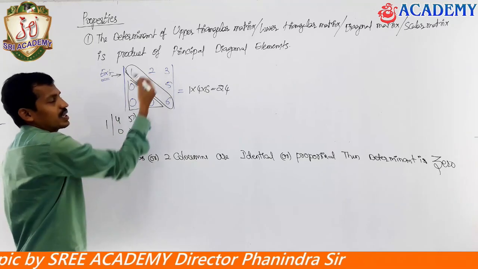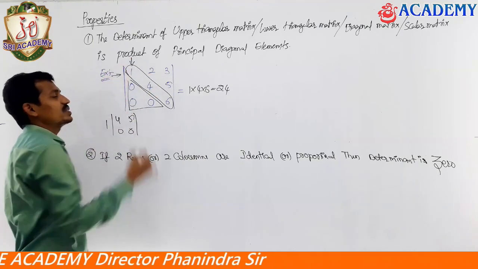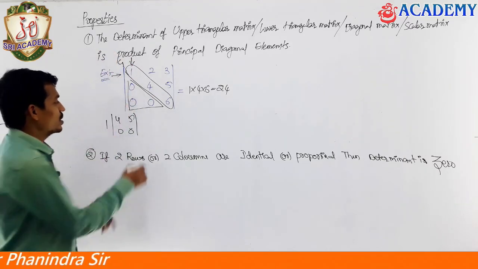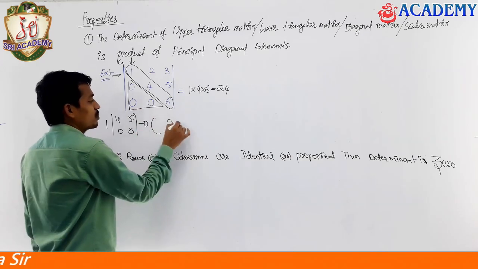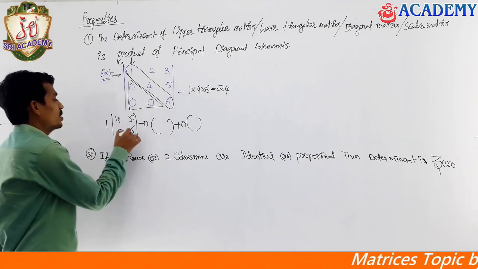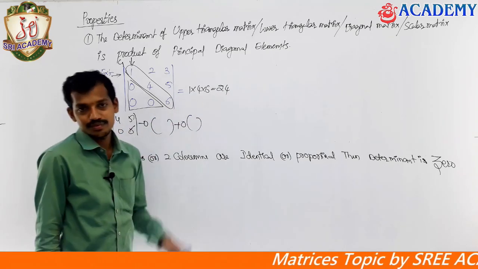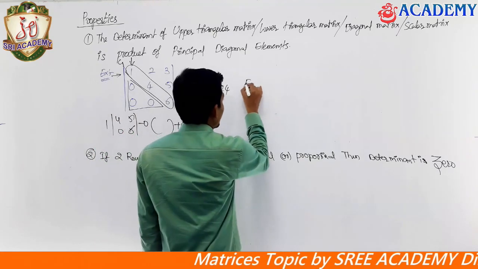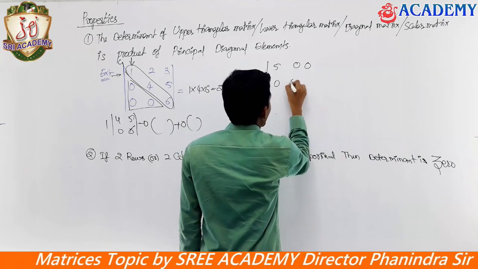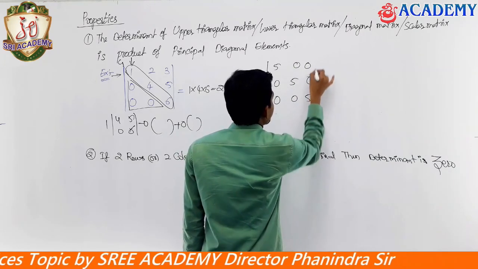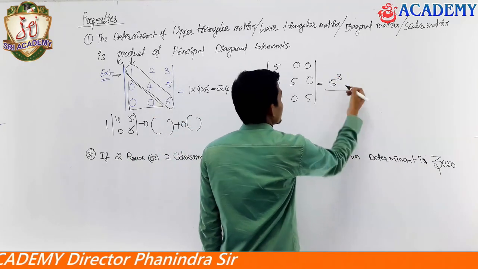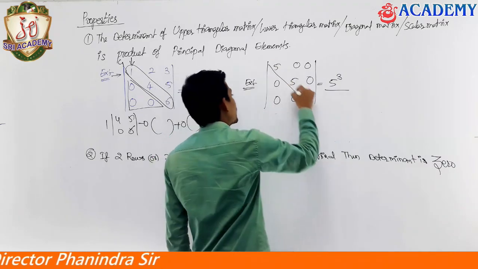Or if I use column number 1, the determinant is 1 into this matrix, next minus 0 into something, 0, next plus 0 into something, 0. Only one value remains, that is 1 into 4 into 6, and you get the answer. One more example: suppose the matrix is 5 0 0, 0 5 0, 0 0 5. This is a scalar matrix. Simply 5 cubed is your answer, the product of the principal diagonal elements.